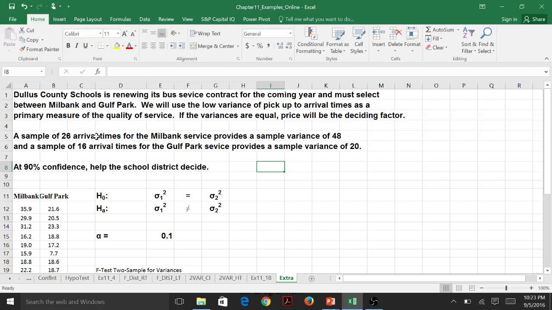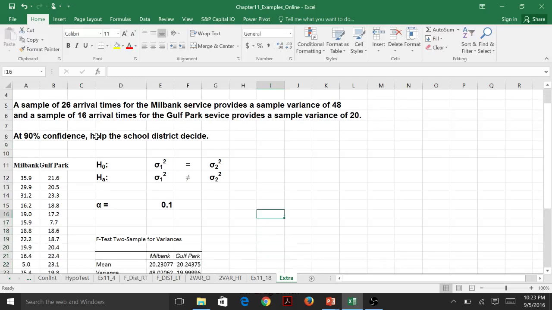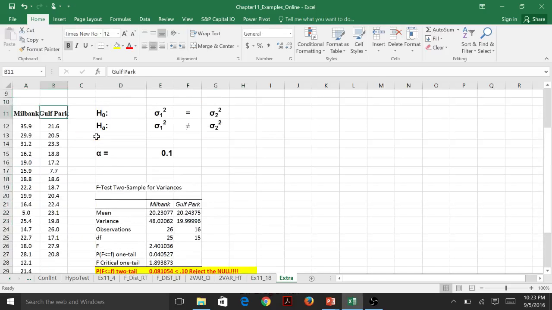So you take a look at 26 arrival times from Millbank, and they have a sample variance of 48, and a sample of 16 from Gulf Park, and they have a sample variance of 20. Can you, at 90% confidence, which is an alpha of 10%, help them out? Well, I have all the data. Here's all the data. Notice sample sizes don't have to be the same.